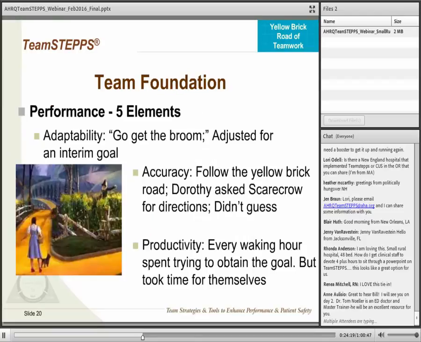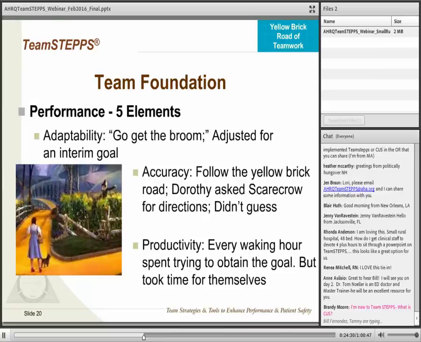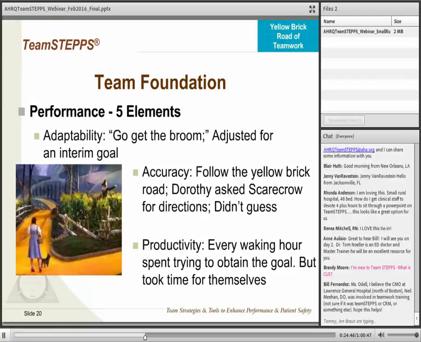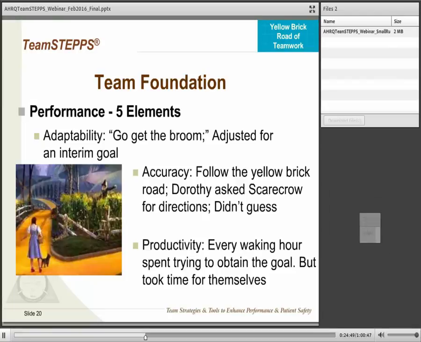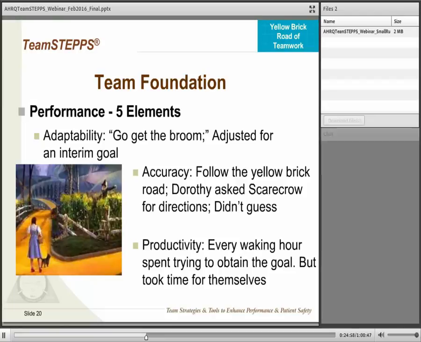The five elements of performance. Adaptability. That's important in hospitals. For us, it was that interim goal shift in The Wizard of Oz. Go get the broom. They had to adapt along the way. If you think about the movie as we're discussing this or later, and I encourage you all to go back and watch the movie again, download it, whatever you need to do, and look at it with TeamSTEPPS in mind. Accuracy. Dorothy didn't just follow when there was a break in the road and a crossroads in the yellow brick road. She asked the Scarecrow for directions. She didn't guess. So there's an example of accuracy. Productivity. Every waking hour was spent trying to obtain the goal.